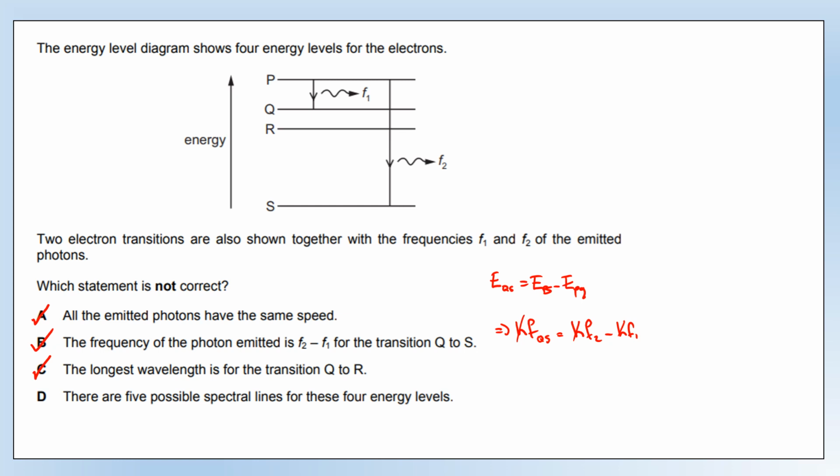There are 5 possible spectral lines for each of these 4 energy levels. I reckon there's going to be more than 5. We've got 2 drawn on there already. We could also produce that one, that one, and this one, and this one, so 1, 2, 3, 4, 5, 6. I reckon there are 6, so that one is wrong.